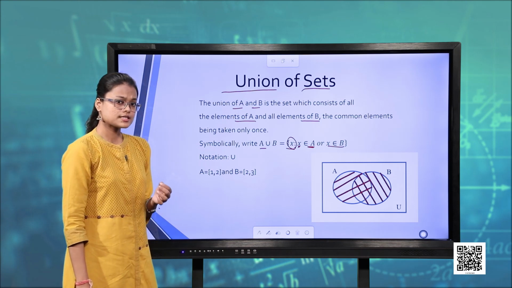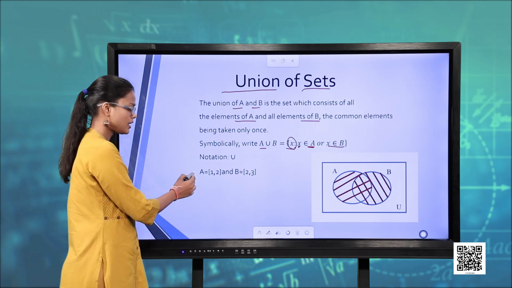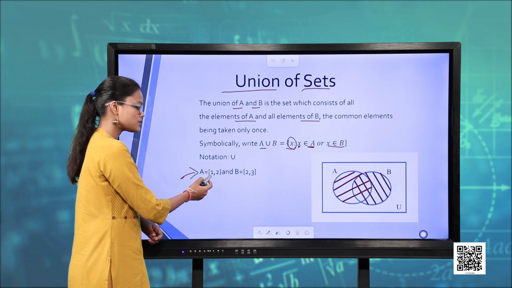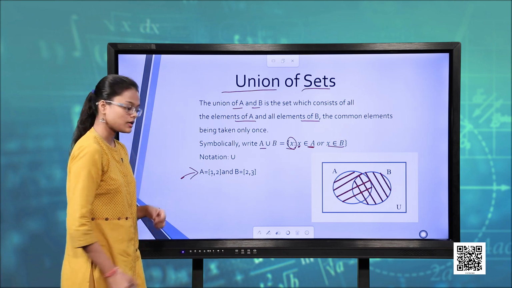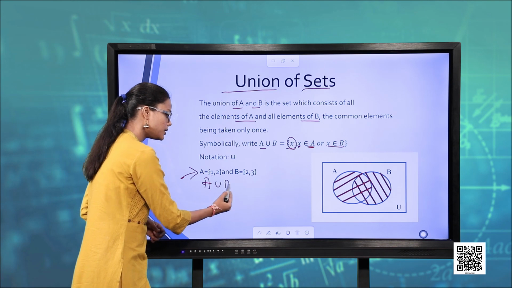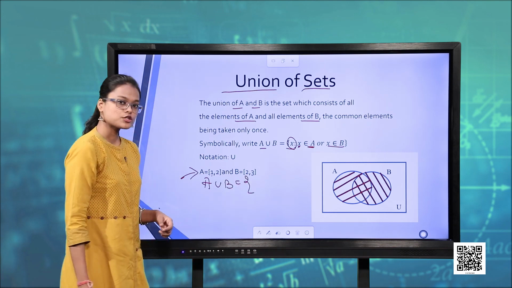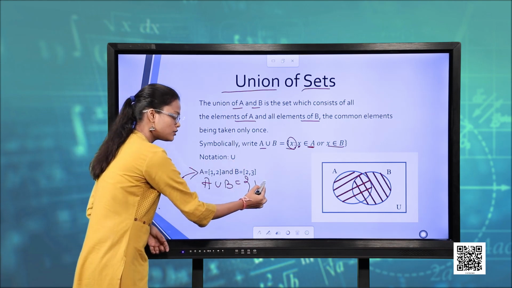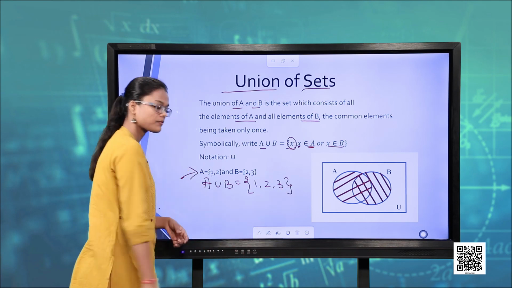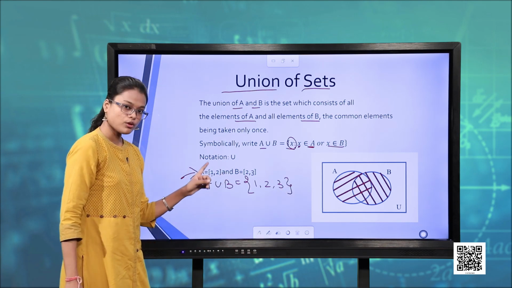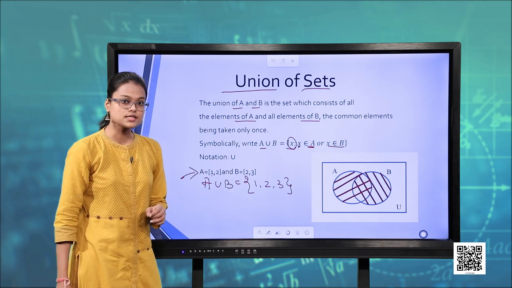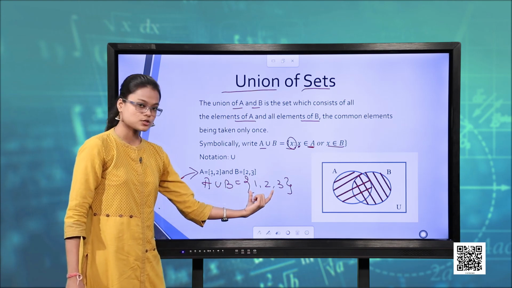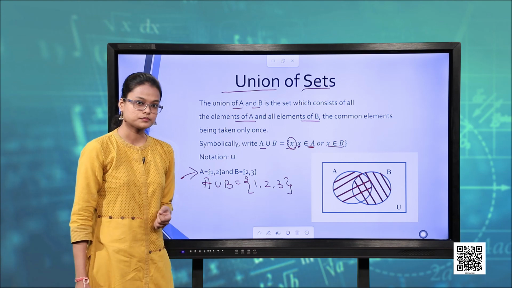Okay? So, let us take one example on it as well. If I have two sets A and B, A consists of two elements 1 and 2, B consists of two elements 2 and 3. If I say what will be A union B, what will you write? Each and every element of A and B. So, 1, 2, 3. Remember, 2 is common to both A as well as B. So, common elements have to be written only once. So, A union B is equal to a set which consists of 3 elements 1, 2 and 3.